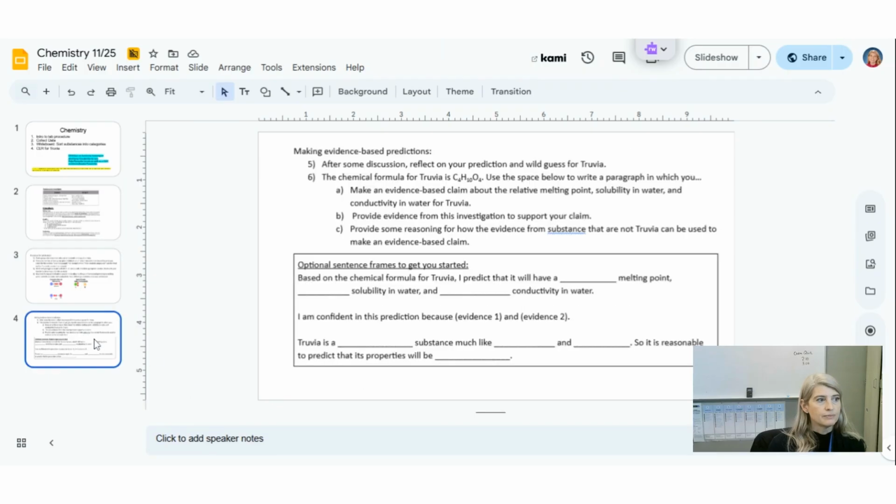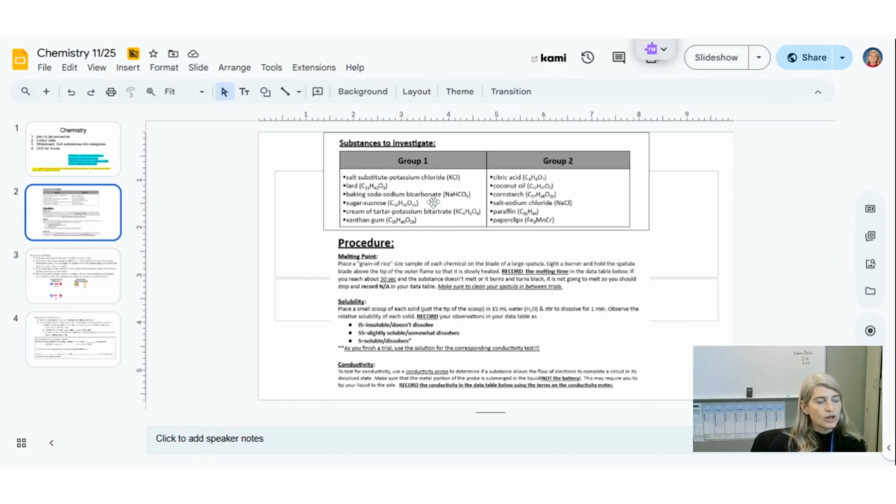That was our goal. And there's some sentence frames and things, but that's ultimately what we're going to have to write about on the test. So you'll be given a list of substances and their properties in terms of melting point, conductivity, and solubility, and then asked to make a prediction about what that unknown is. Is it a polar covalent? Is it non-polar? Or is it ionic? What kind of properties you might expect for it to have.